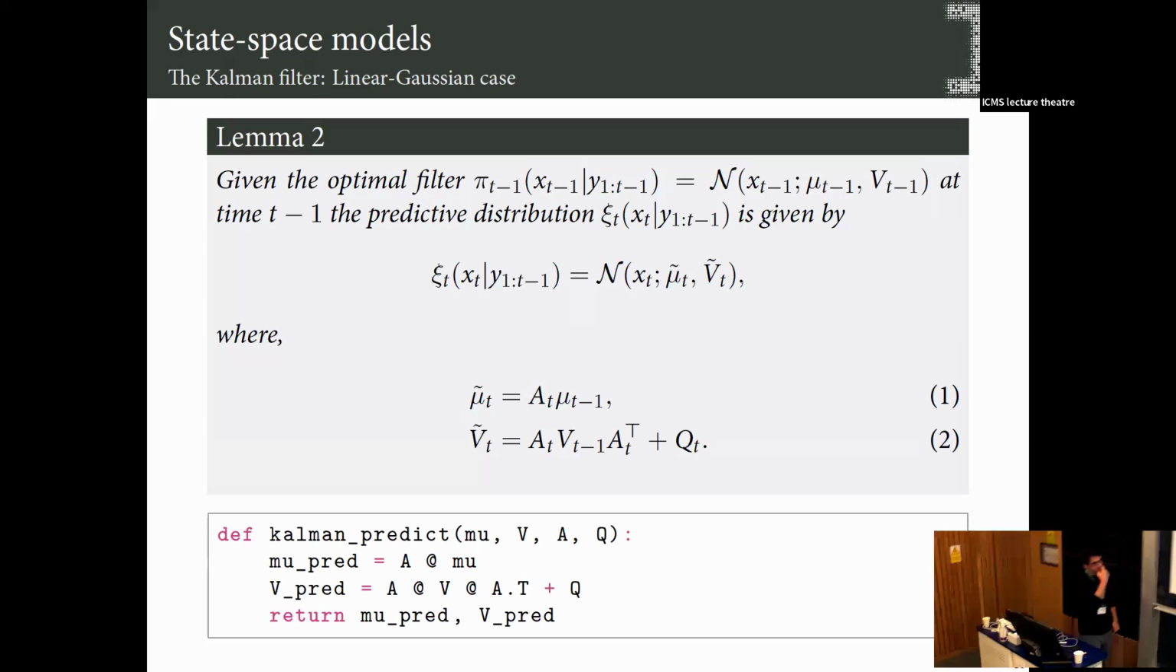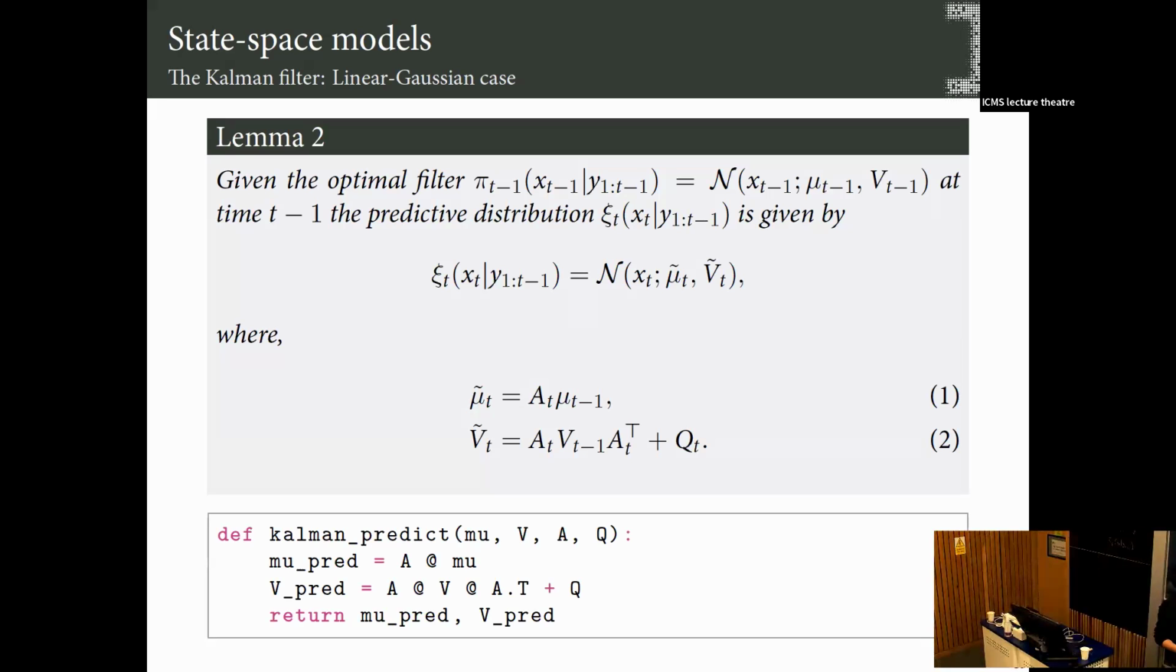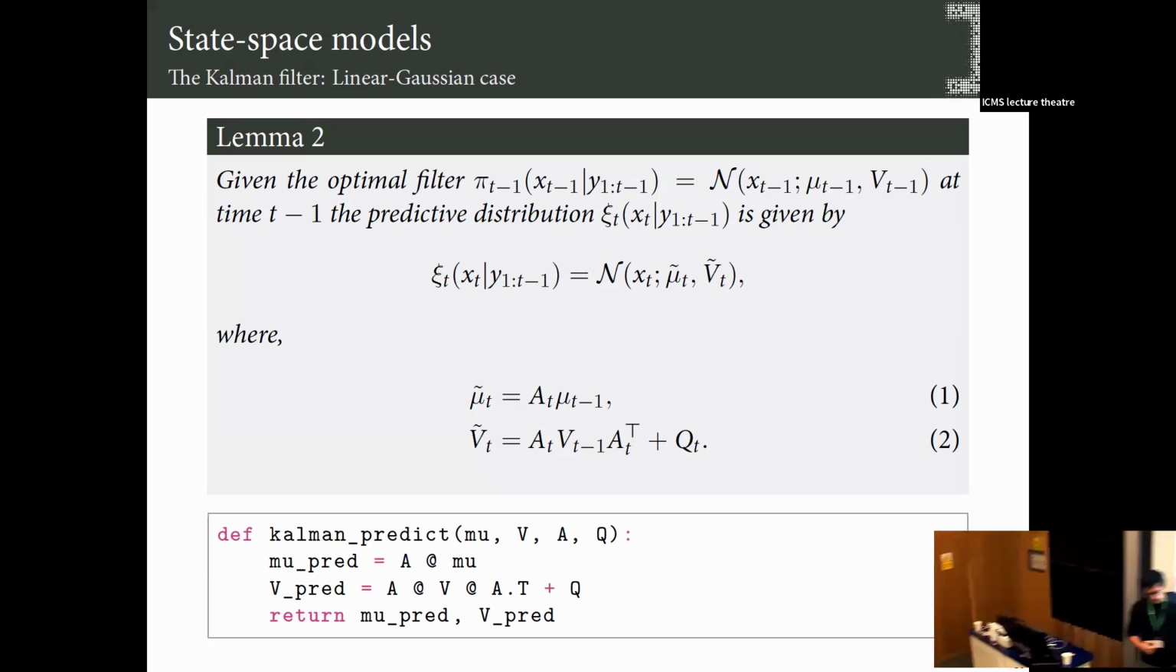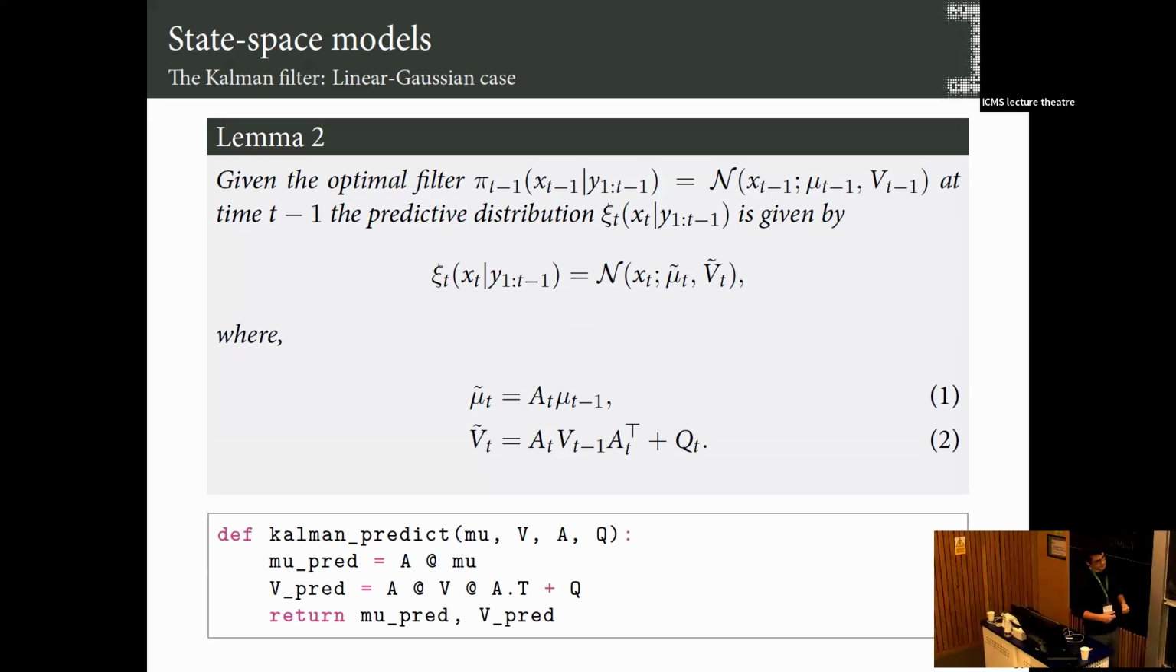So if your Q is large, then what's going to happen is you do the prediction, and your V tilde will increase by that amount. You're going to say, okay, this is where I think this person, or the object, must be going. But of course, my uncertainty is slightly larger, because that's what the model does. But the opposite is true as well. Okay, so this is the prediction.